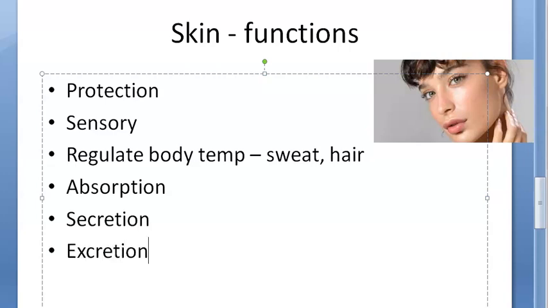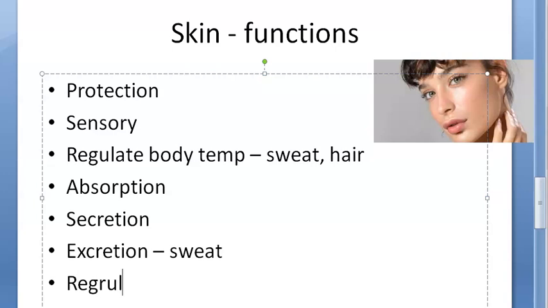Then excretion, what do you excrete? Water, salts, and waste products are also excreted through sweat. And even your skin actually sheds off, isn't it? Your stratum corneum kind of sheds off, so that also you can say is a kind of excretion.